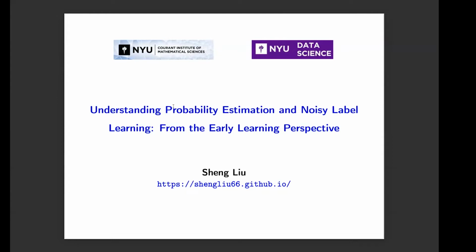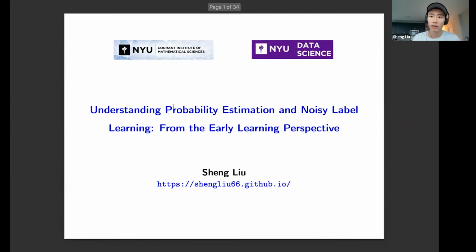Okay. So today I'm going to talk about two problems, unified by the same perspective. One problem is what we call probability estimation, and another problem we call noisy label learning. I'll start with a maybe more familiar topic to this crowd, that is noisy label learning. And then I'll talk about what the probability estimation problem is, and then the similarity between these two problems from the early learning perspective.